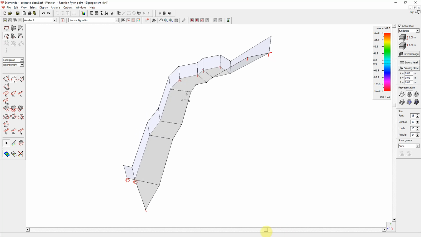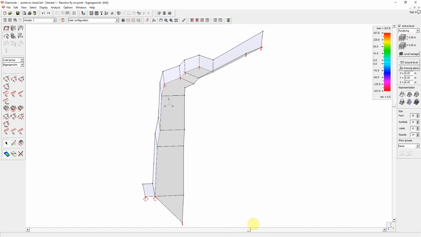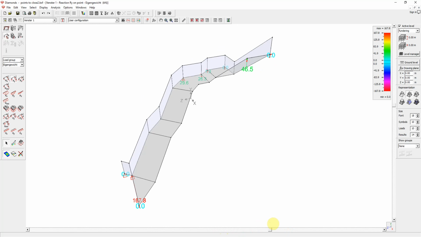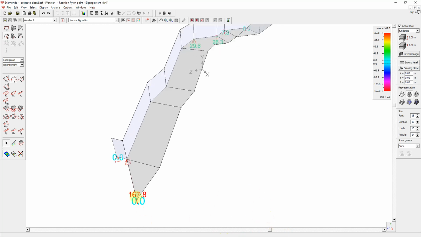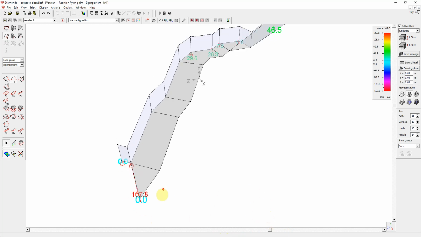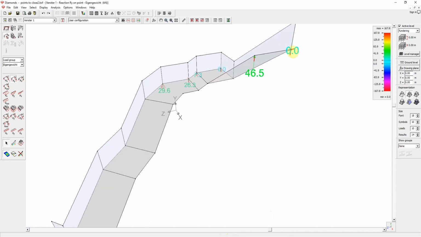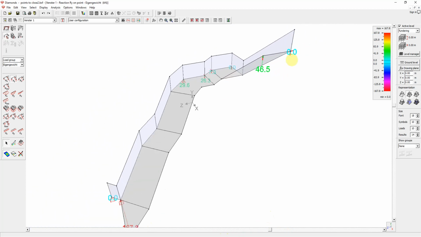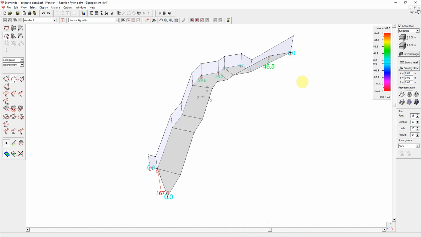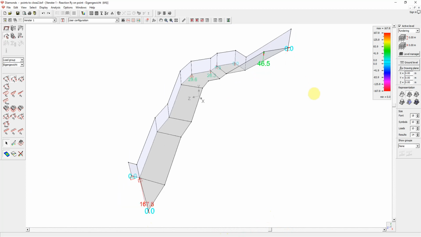This is a simple 3D plate model where we encounter zero reaction forces. These are found here in this point, and also in this point and over here. These reaction forces are obviously not within our expectations.